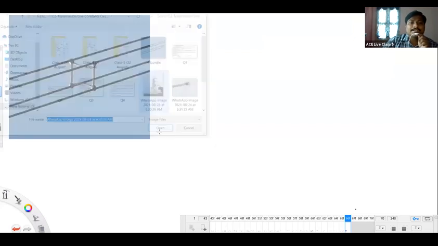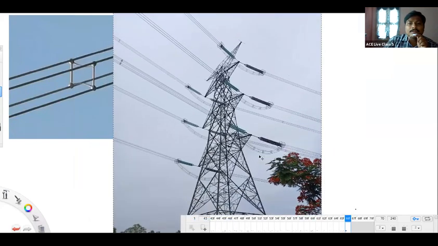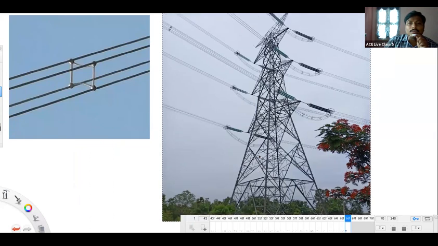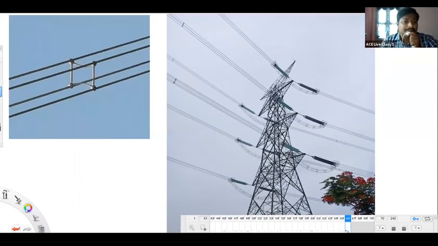Just have a look at this bundle conductor system. I think all of you are looking at this. Just observe this. See, I'll tell you. This, 1, 2, 3, is one 3-phase circuit. You can call it A1, B1, C1. One 3-phase circuit. Okay. Next, on the other side, you observe.